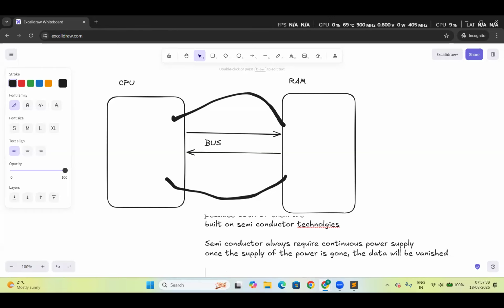Second thing, semiconductors are expensive to purchase.